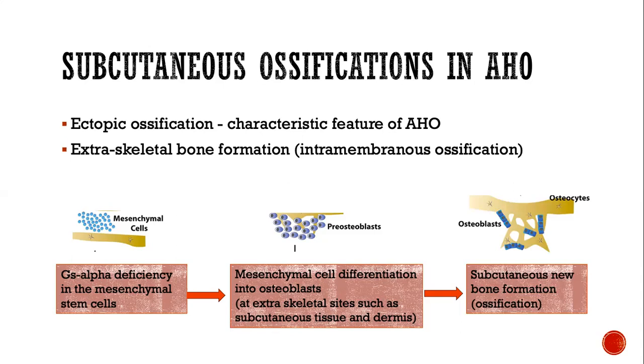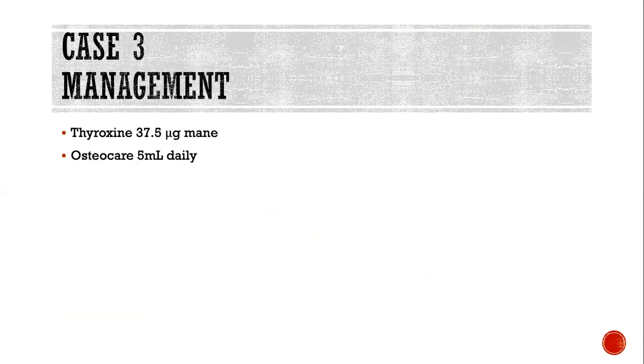Mind you, this is different from ectopic calcification, which is associated with changes in calcium and phosphate metabolism. This solely depends on stimulatory G protein alpha deficiency in the mesenchymal stem cells, and this is not ectopic calcification but extraskeletal bone formation or ectopic ossification. So our patient was managed with thyroxine for hypothyroidism and osteocare for his hypocalcemia.